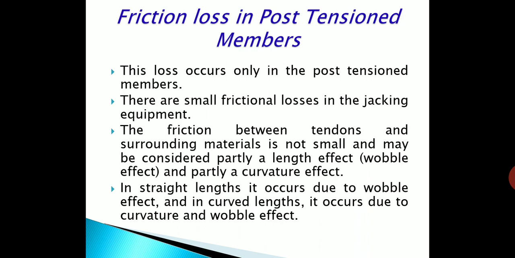So it happens in two types. One is over a straight length, where the tendons tend to wobble, that is, a vertical movement of sorts. Second is at the curvatures, where the friction is caused due to the curvature as well as the wobble effect. So when we are placing the tendons and they start acting as per their shape, once they come into contact with the neighboring surfaces, they tend to undergo friction, which produces the frictional losses in post-tension members.